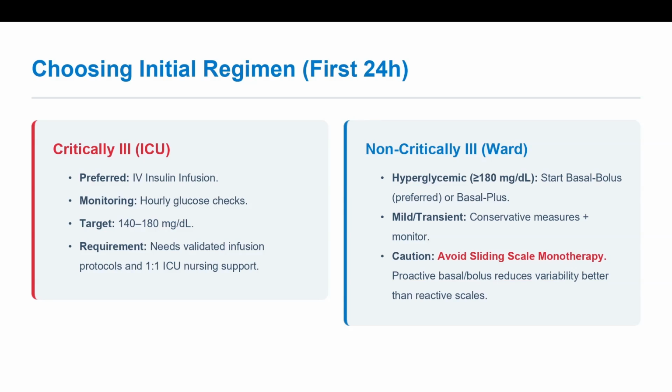With hourly glucose monitoring, the target in ICU is strictly 140 to 180 milligram per deciliter, as compared to the ward where it is 100 to 180 milligram per deciliter. The reason the range is 140 to 180 in ICU is to prevent hypoglycemia risk in ICU.